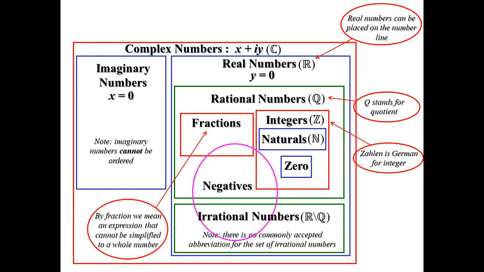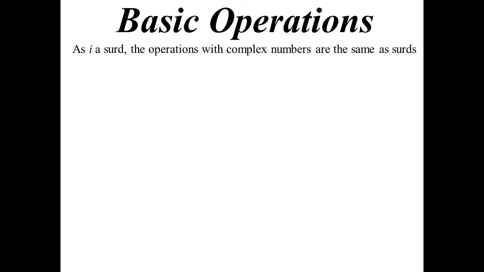They can't be ordered. That's the weird thing about imaginary numbers. So you can't place them on the number line. So if you can't place them on the number line, how do you say this one's bigger than this one? It doesn't make sense when you start talking about the imaginary numbers. How do we then go and work with them? So as I mentioned before, they're basically surds. So all our surd operations work with complex numbers.